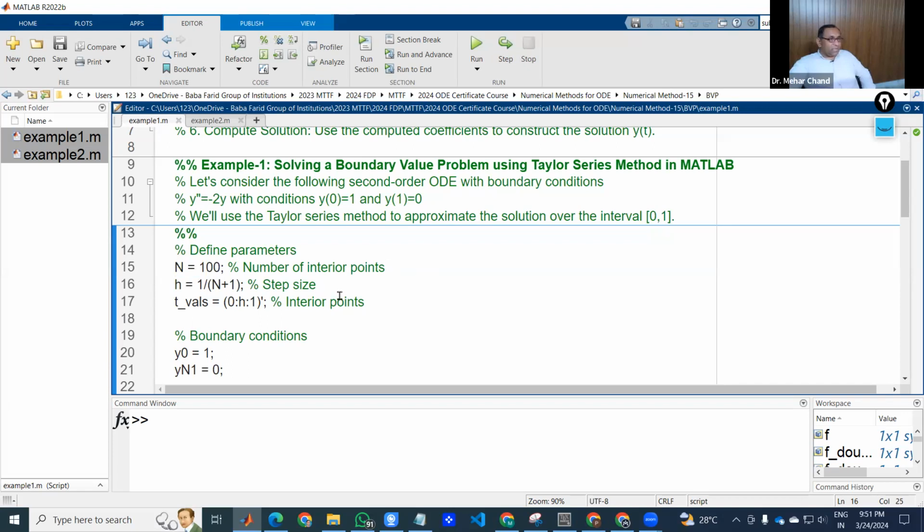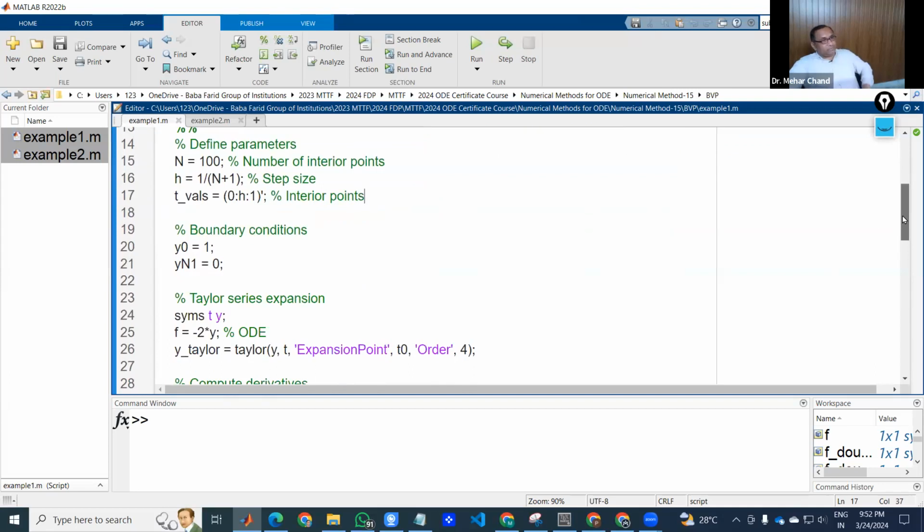So the step size is h equal to 1 upon n plus 1. This will be the step size. And the t values we have are 0 to 1 depending upon this h. This will be for interior points only. Now, first the boundary conditions, whatever we are given: y naught is the left boundary, and this is the right boundary.